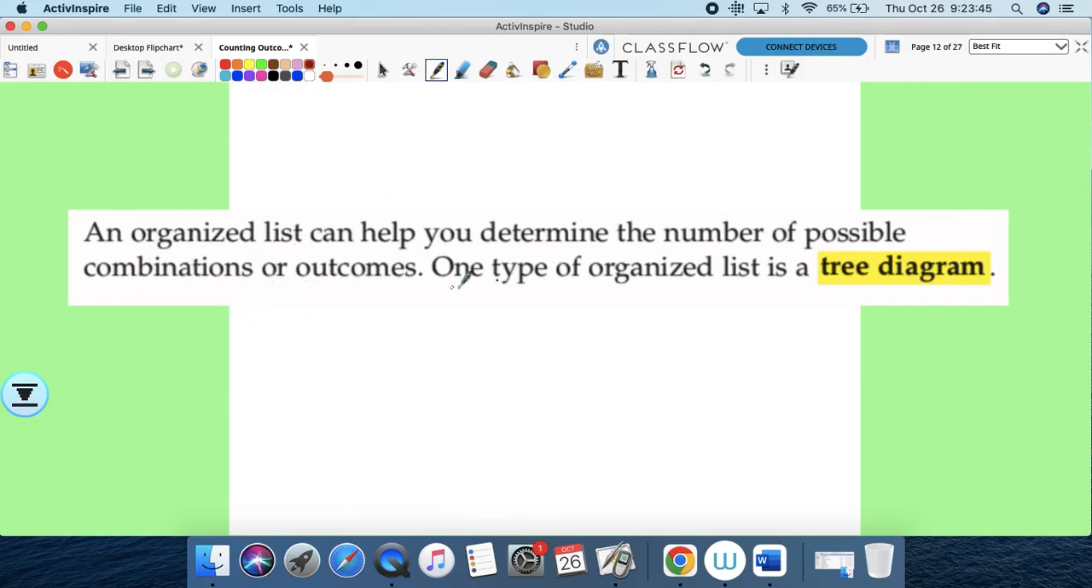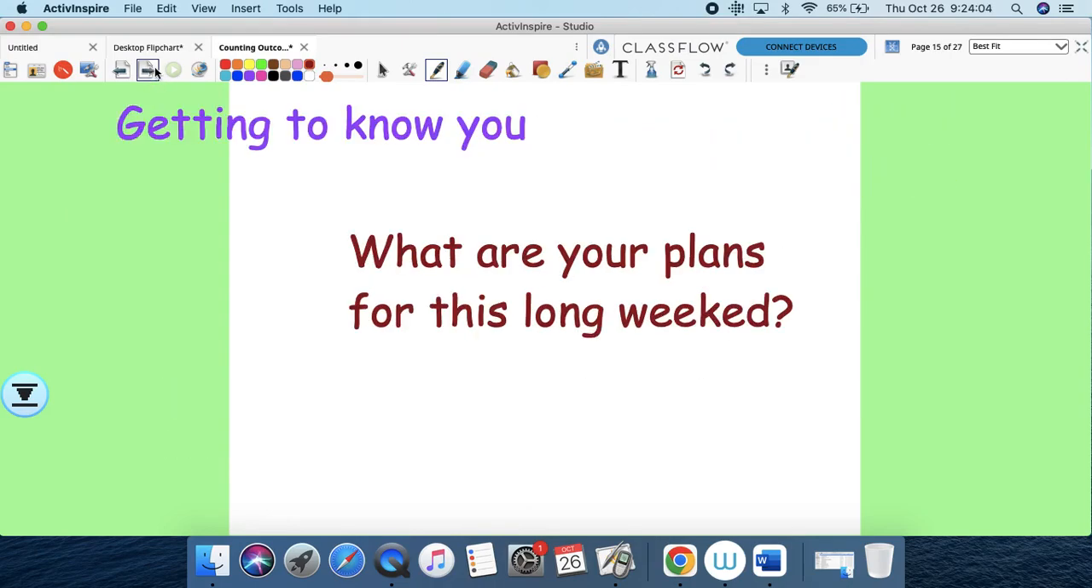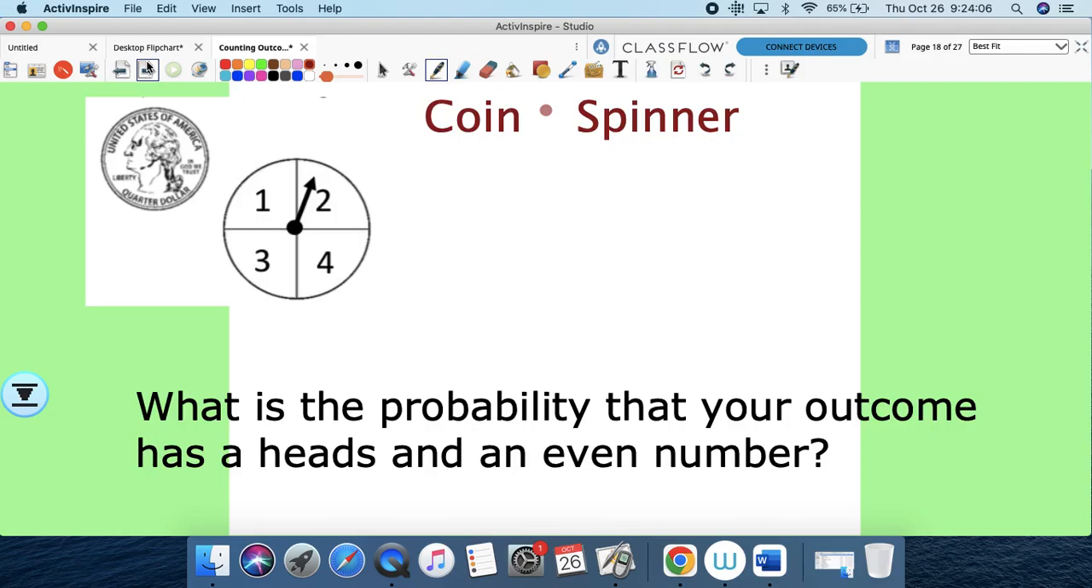Here is a type of showing the sample space, all the possible outcomes in an organized list. A type of it is called a tree diagram, and that's what we did yesterday. So we did this, and I'll do it again.